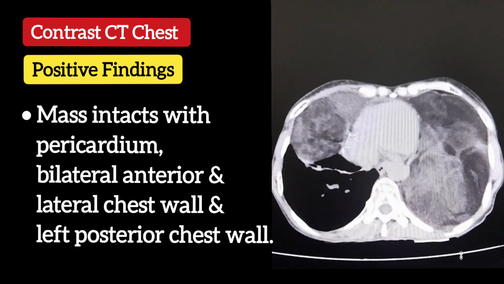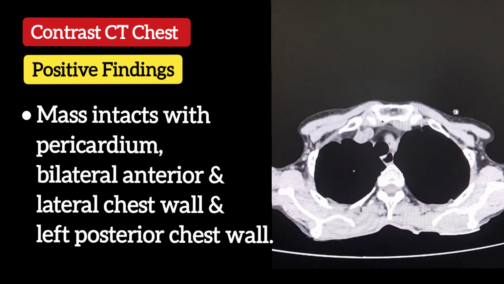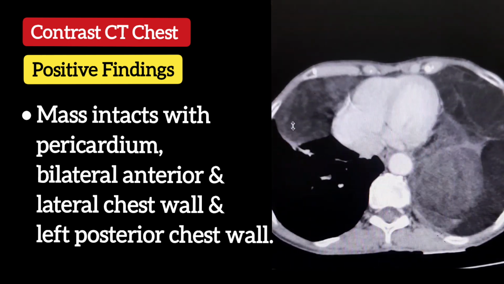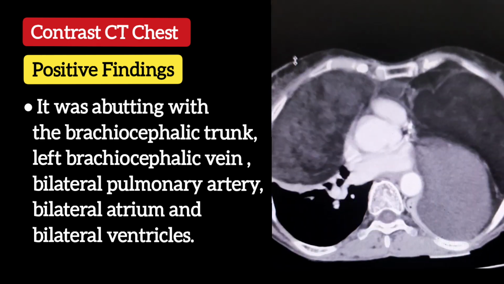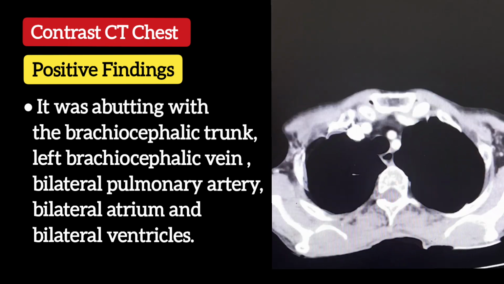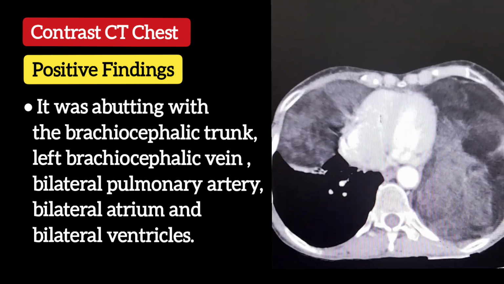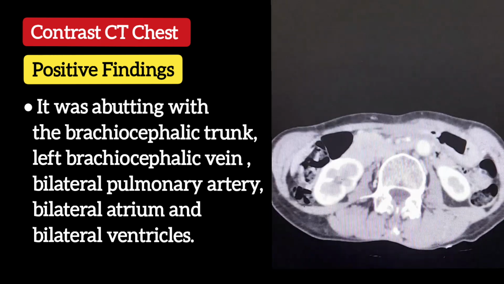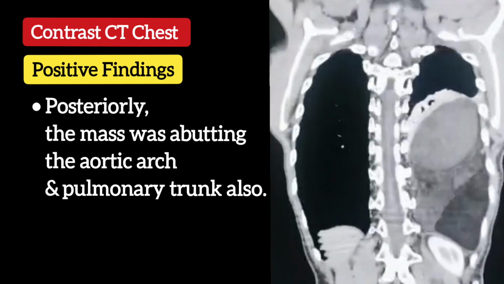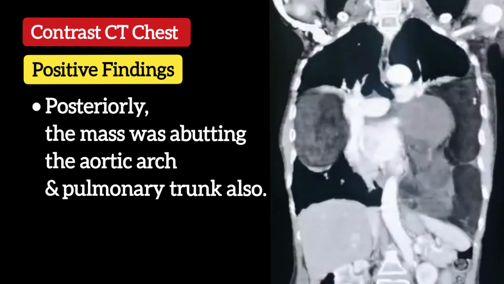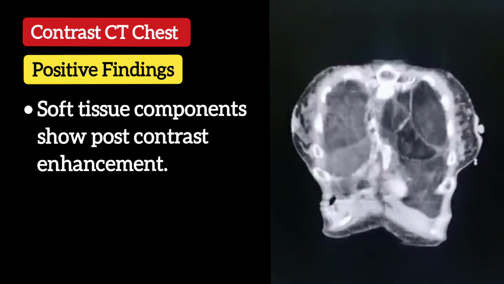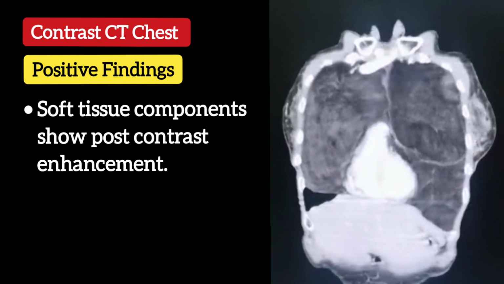Mass contacts the pericardium, bilateral anterior and lateral chest wall and left posterior chest wall. It was abutting the brachiocephalic trunk, left brachiocephalic vein, bilateral pulmonary arteries, bilateral atria and bilateral ventricles. Posteriorly, the mass was abutting the aortic arch and pulmonary trunk also. Soft tissue components show post-contrast enhancement.